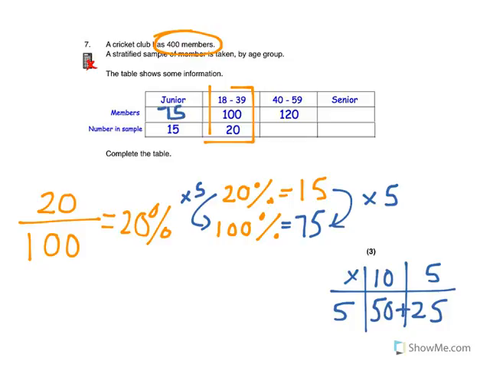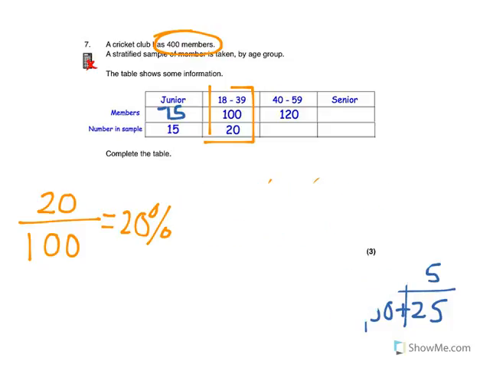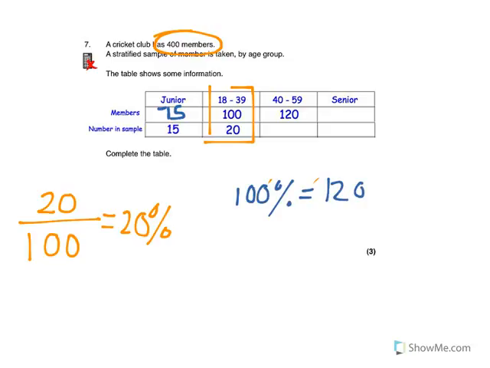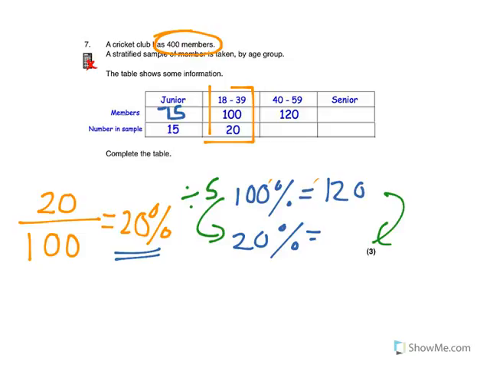Okay, now then I'm going to get rid of that so I've got plenty of space, and let's look at the age category of 40 to 59. So this time I know that in total, so 100% of that group is 120 people, and we know that our sample that we're looking for is actually 20% of that. So if I know 100% is 120, how am I going to find 20%? Well, to get from 100 down to 20, I divide by 5. So therefore I need to do 120 divided by 5.